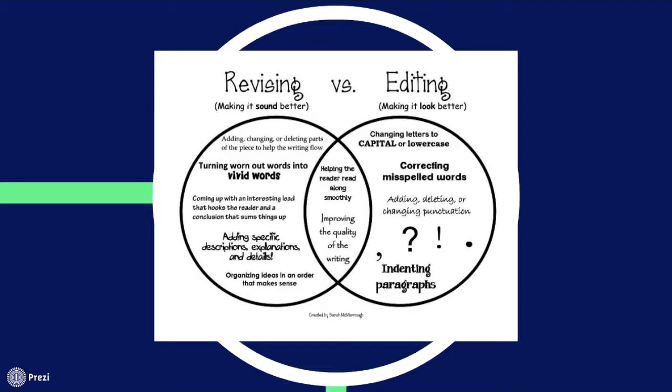Editing makes it look better: changing letters to capital or lowercase, correcting those misspelled words, the punctuation, indenting your paragraphs, etc. That's the formatting, the look of it. The crossover between the two is helping the reader understand what we're writing about, helping the reader read along smoothly and improving the quality of the writing. That's the overlap. So they both have the end goal of doing those things. But revising is the content, editing is the way it looks.